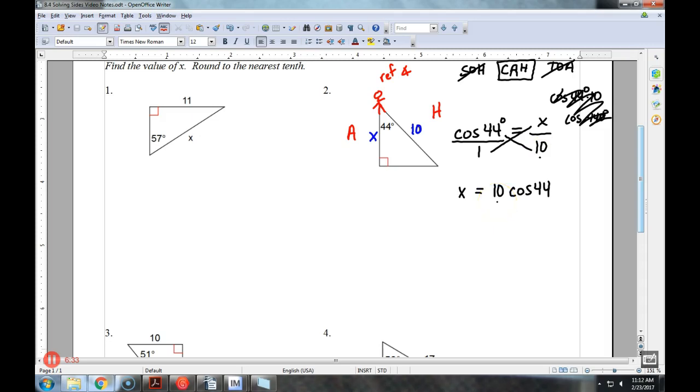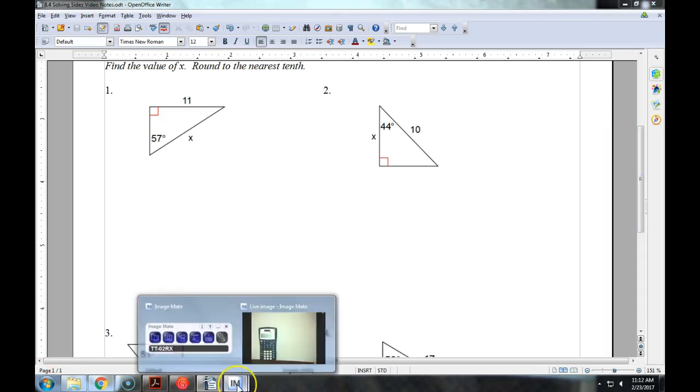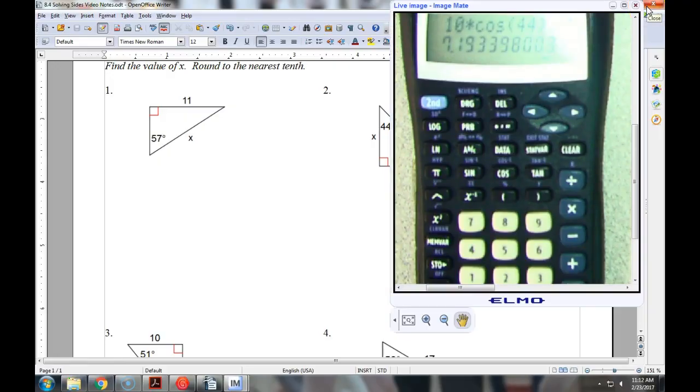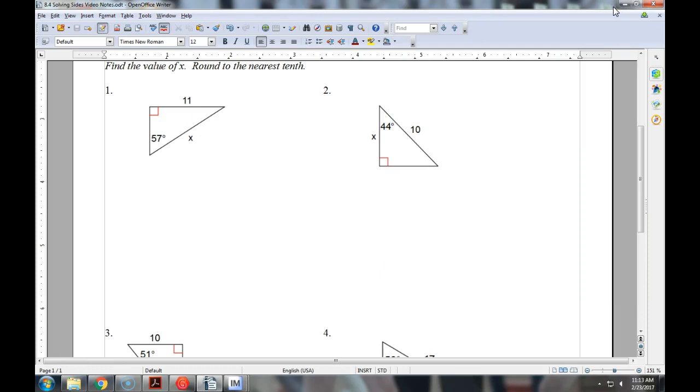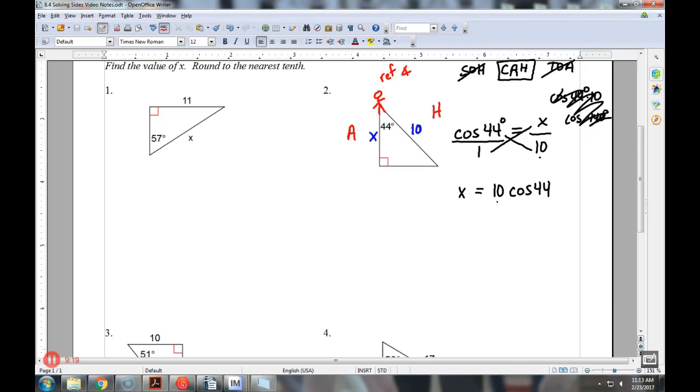And now I'm going to go to my calculator and I'm going to punch in 10 times the cosine of 44. So let's pull this little guy back up here and clear him out. 10 times the cosine of 44 equals, and I get 7.19. So we're going to round that to 7.2. So let me go over here and get this back out of here. So that came out to be 7.2.